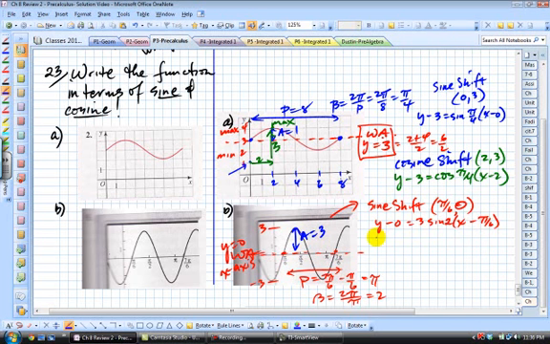My cosine shift is going to be a little bit different, so let's take a look at the cosine shift now. How do I get to a max? Now this amplitude is 3, so how do you get from here to here? All you have to do is move right. But move right how much? That's the big question. So let's figure this out.